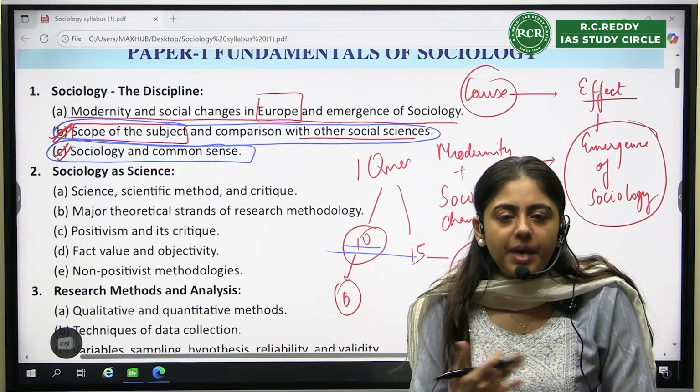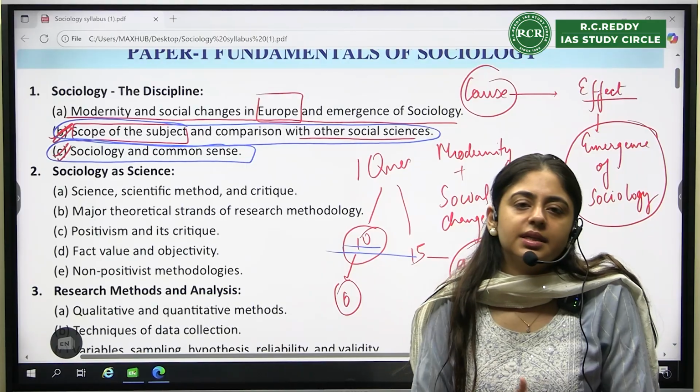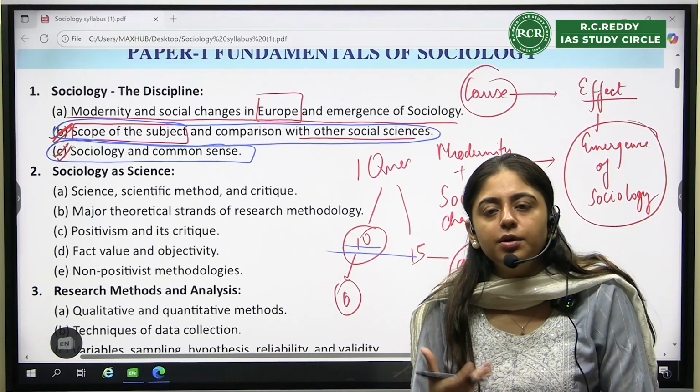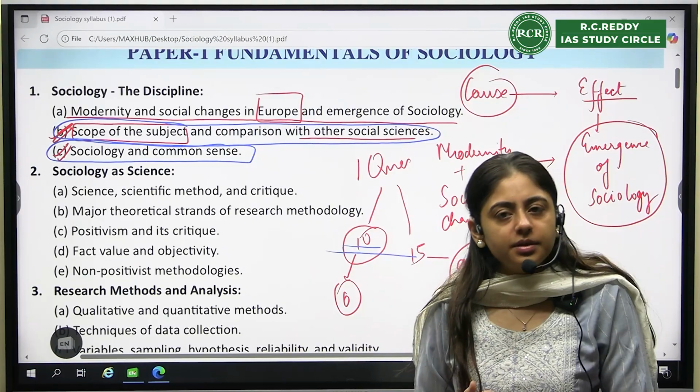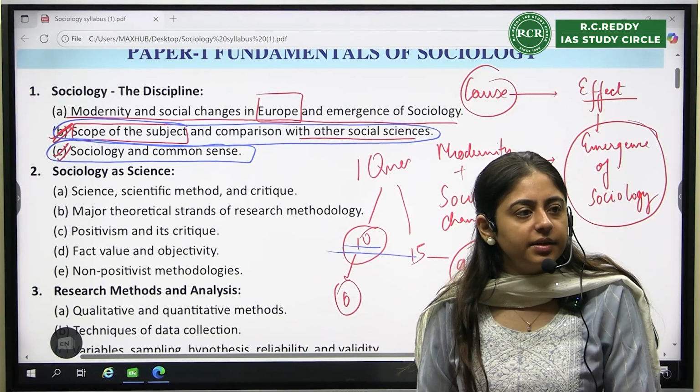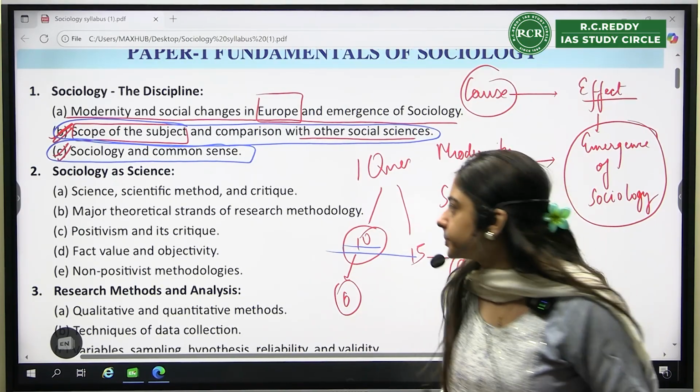Now, how this comparison came about, again, we will discuss at the last because you need to have knowledge about what is sociology. Then only you can compare the things, right? Yes, are we clear here? Making sense? Okay.